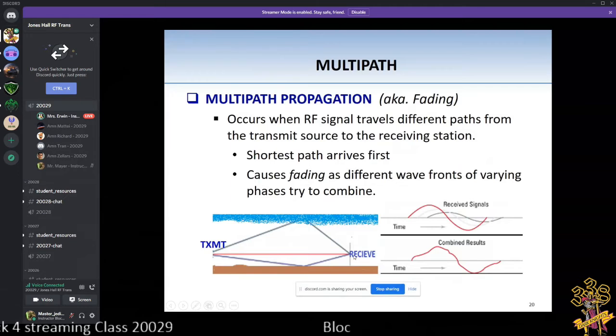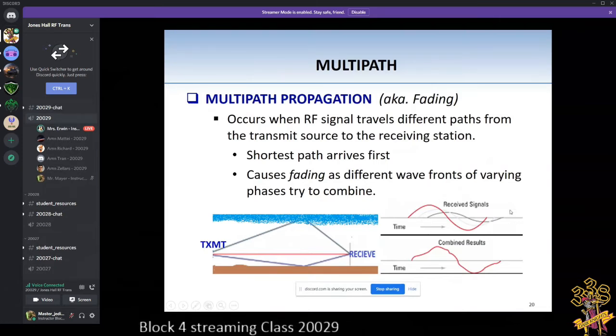Now, the signal that had the most direct route is going to get there first, and it's going to be the least affected. And then the other parts of your signal are going to come in, and you can see here by looking at this picture that there are different amplitudes and different phases, and that's because they travel different paths. So when they come together in the receiver, you actually end up with something that looks like this.